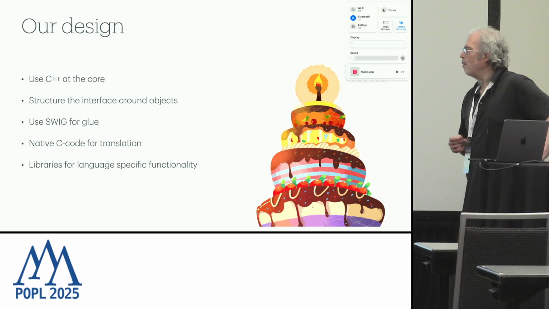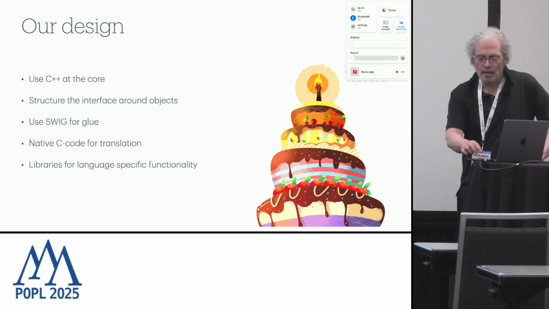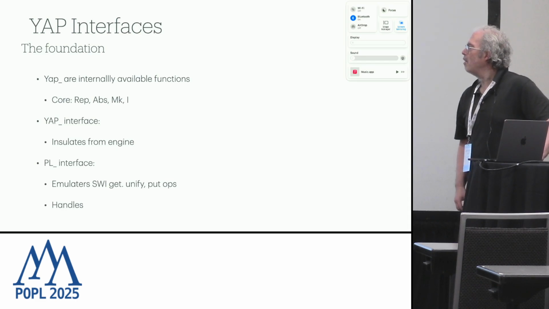We use a system called SWIG for the glue, which doesn't have anything to do with SWI Prolog. It's an interface generator. It can be helpful and it can be dangerous. And we do the translation from our native C code to C++ code. Finally, we also added some libraries for language-specific functionality for Python stuff. I'll explain that later.